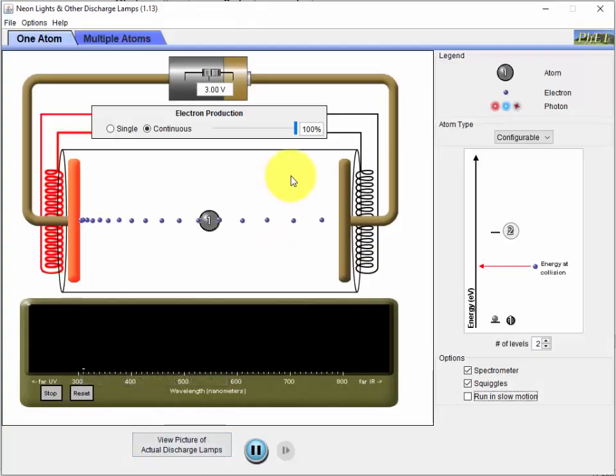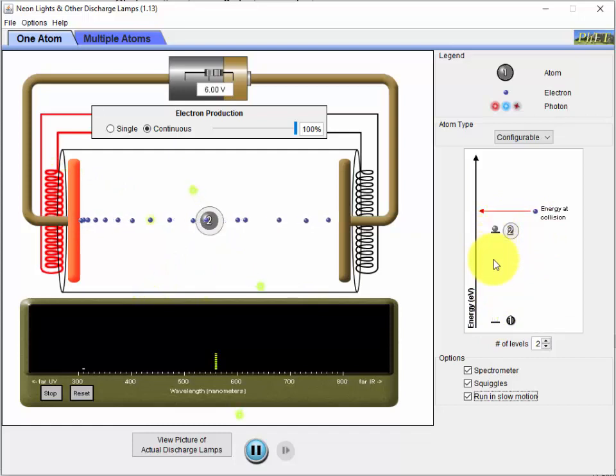So I'm going to put it back into running in slow motion, and increase the energy of these electrons. Now it's enough to excite this atom. And what you can see is that some, not all, of the electrons get absorbed, and it excites the atom. This is the electron hopping up to that energy level.